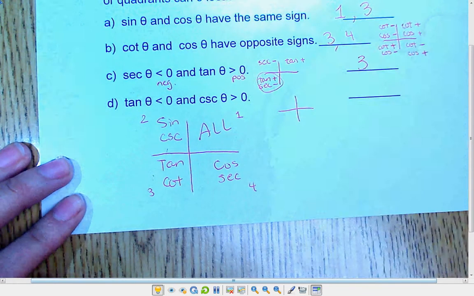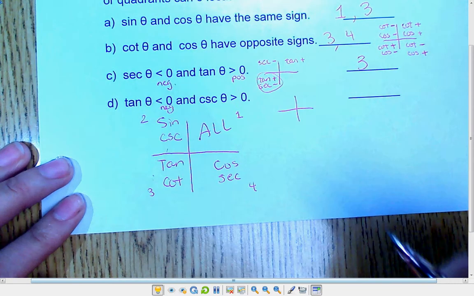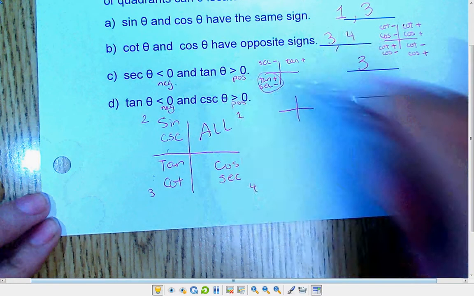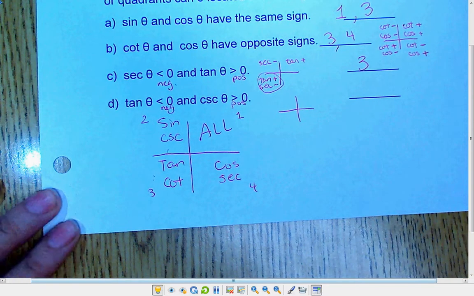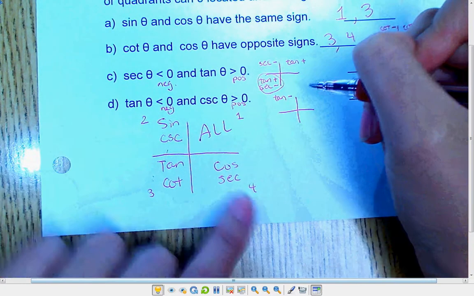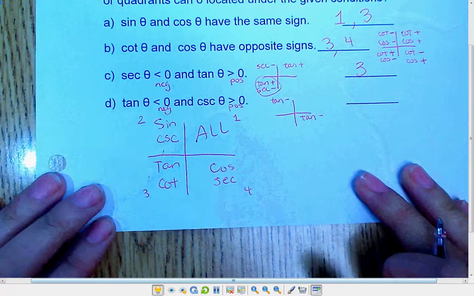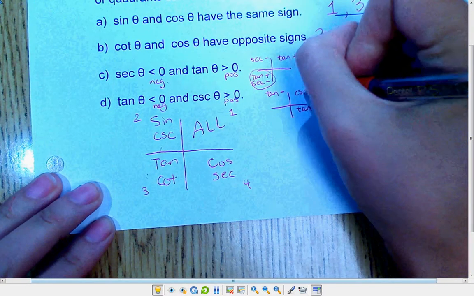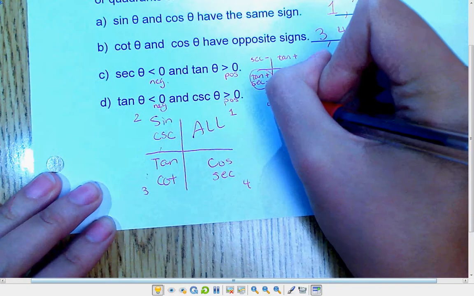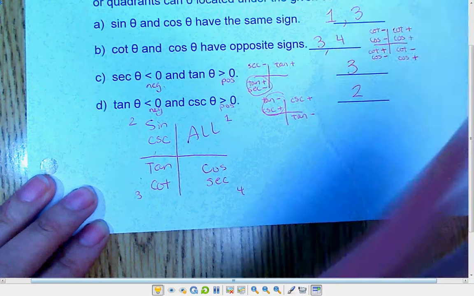Finally, part D, we want tangent to be negative because it's less than 0, and cosecant to be positive because it's greater than 0. So tangent is negative in the second quadrant and the fourth quadrant, and then cosecant is positive in the first quadrant and in the second quadrant. So the one where they're both true is going to be our second quadrant.